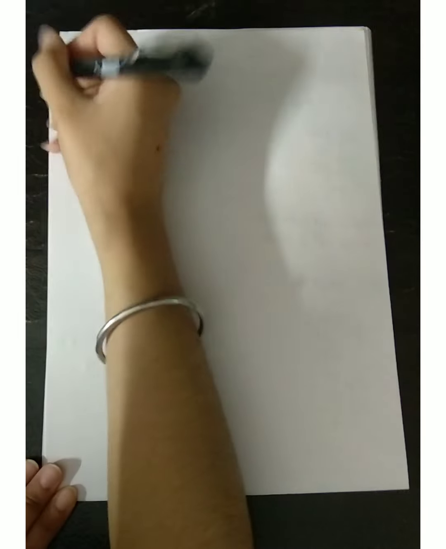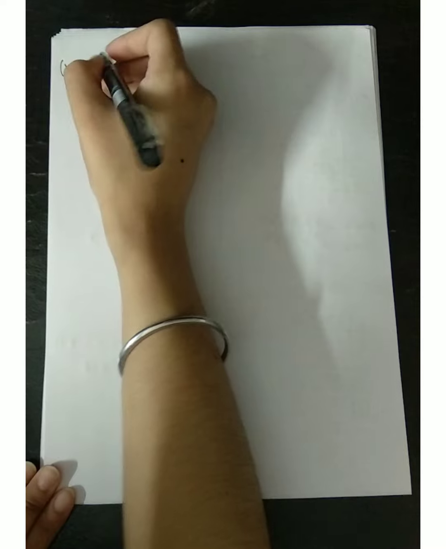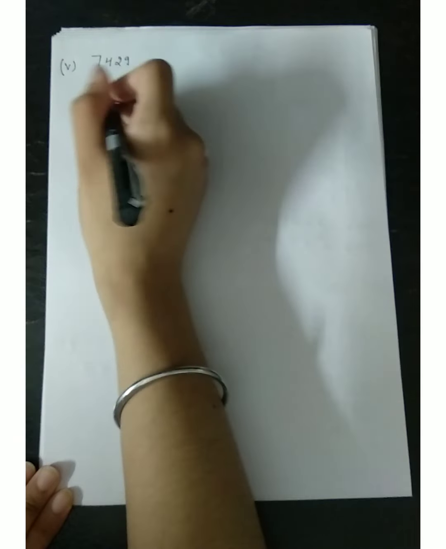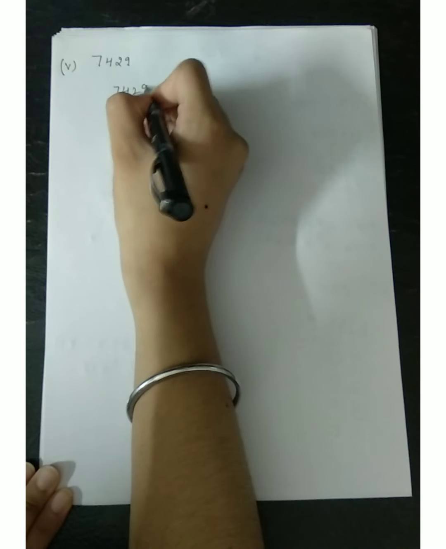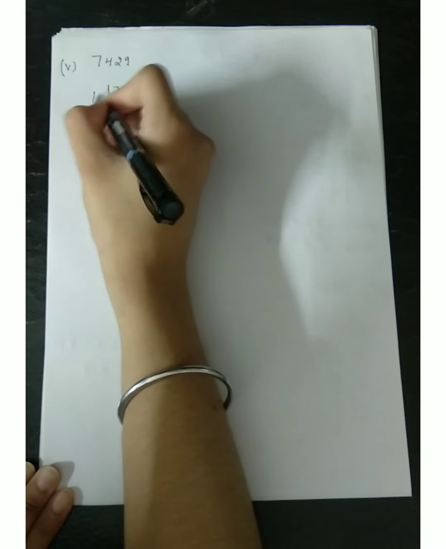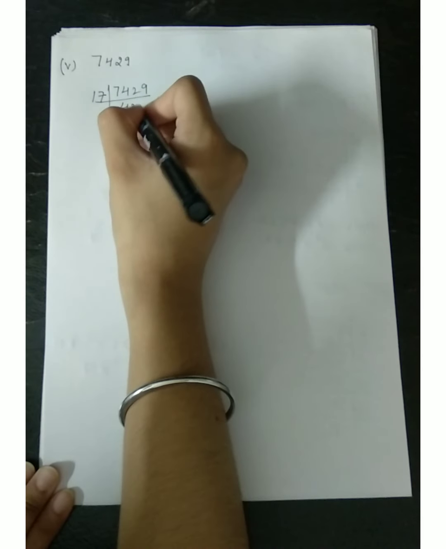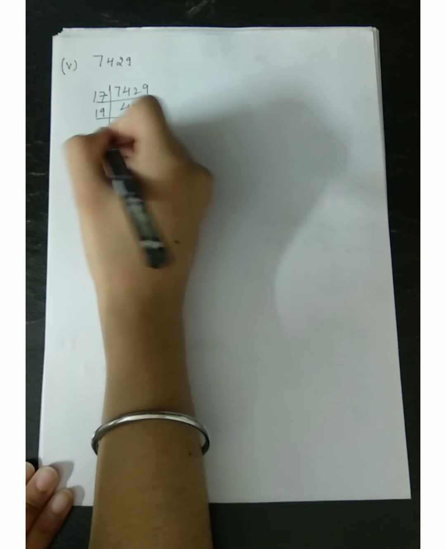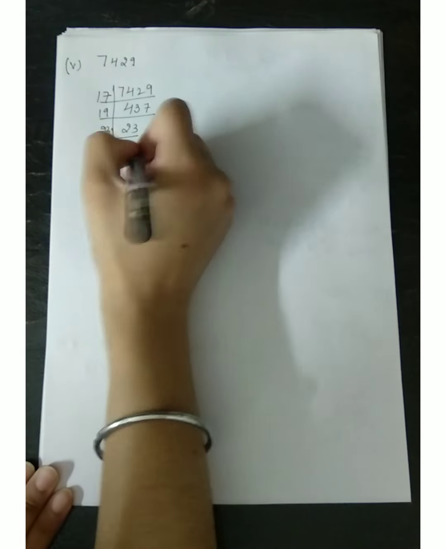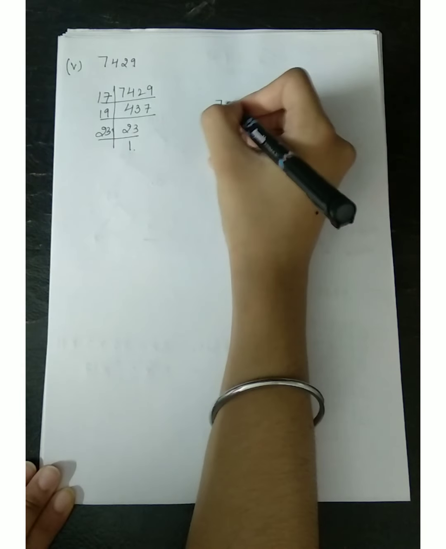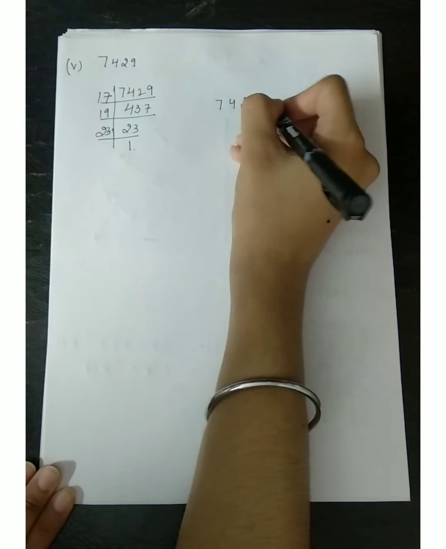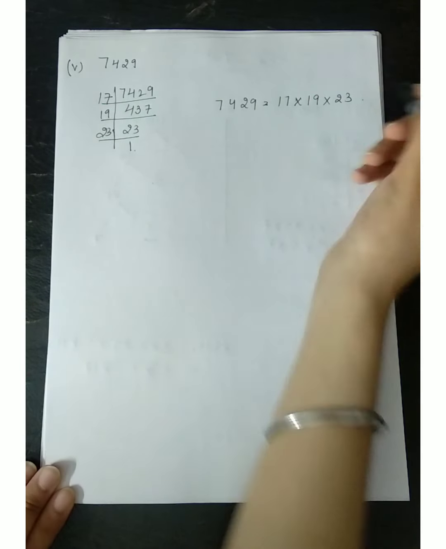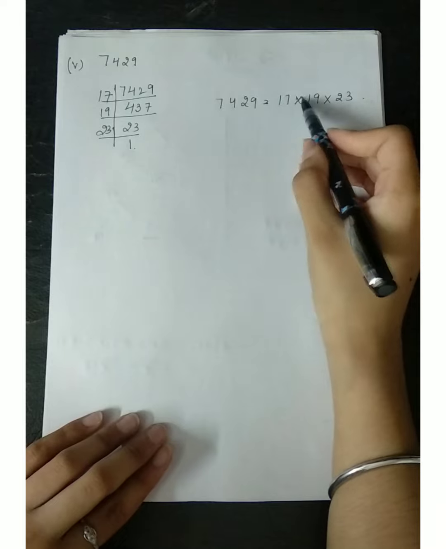Proceeding ahead, our fifth part is 7429. 7429, then 17, 437, 19, 23, then 23, 1. So 7429 is equal to 17 multiplied by 19 multiplied by 23, and the power of each number here is 1.